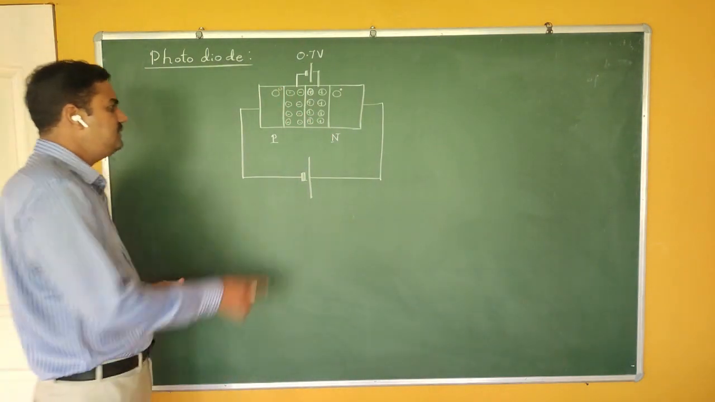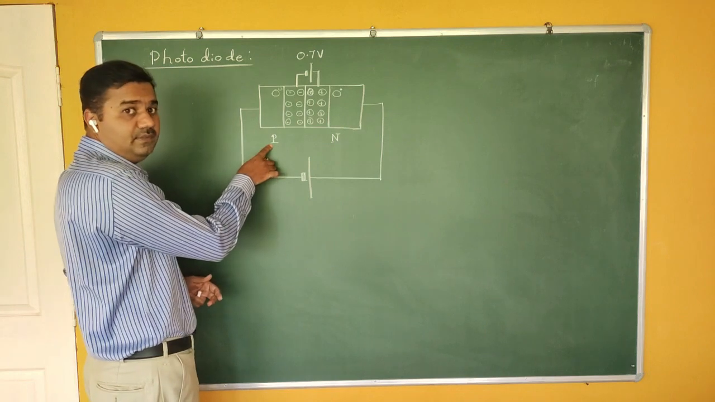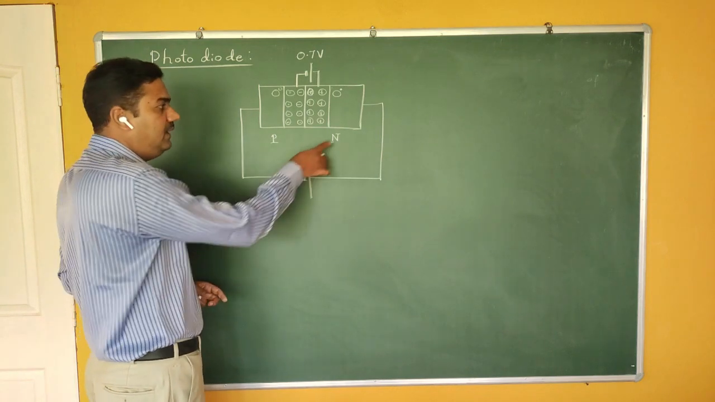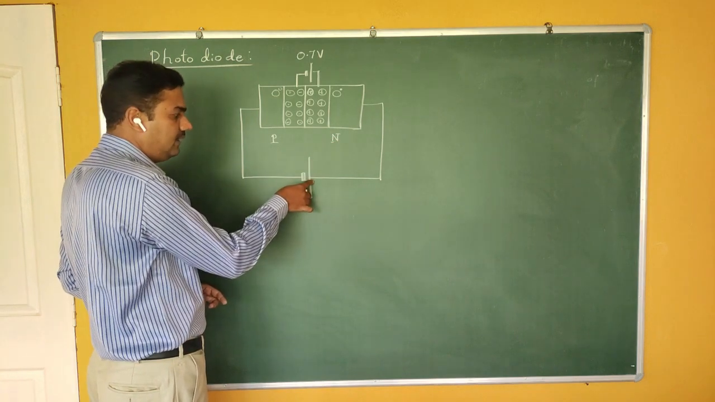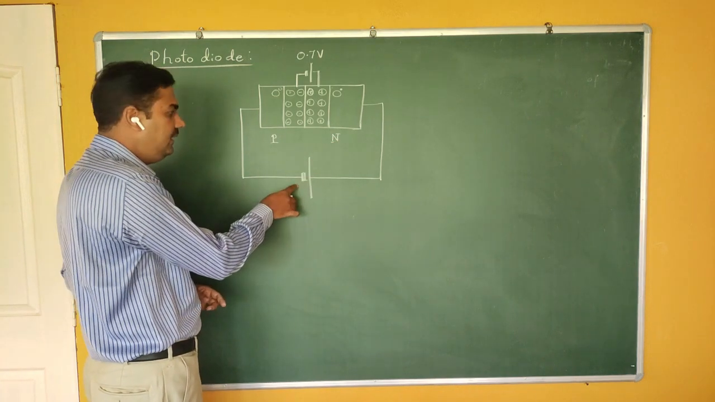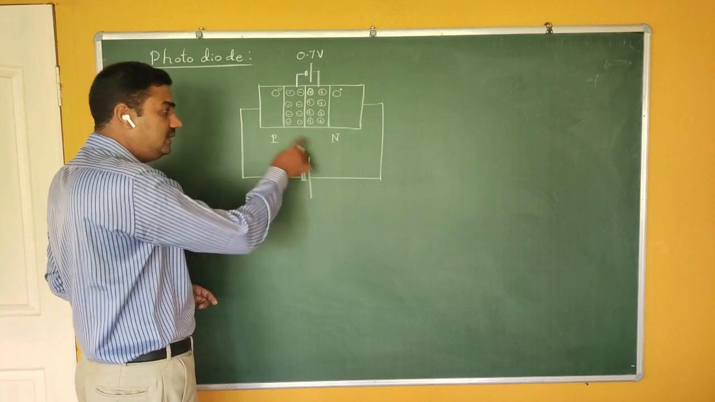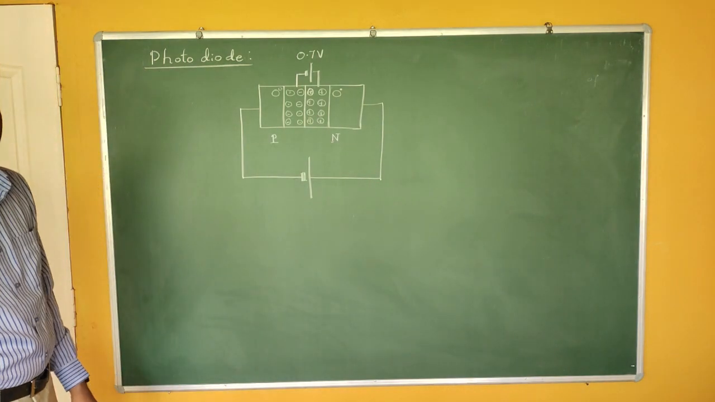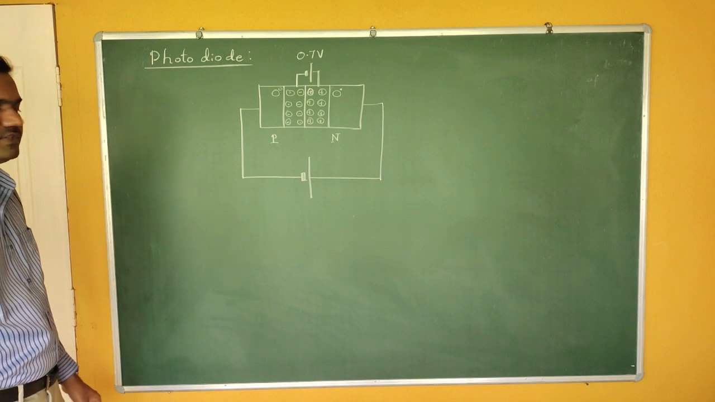So what is meant by reverse bias? If the p end of the diode is connected to the negative terminal of the battery, and the n end is connected to the positive terminal of the battery, then such kind of biasing is called reverse bias. So what happens during the reverse bias?